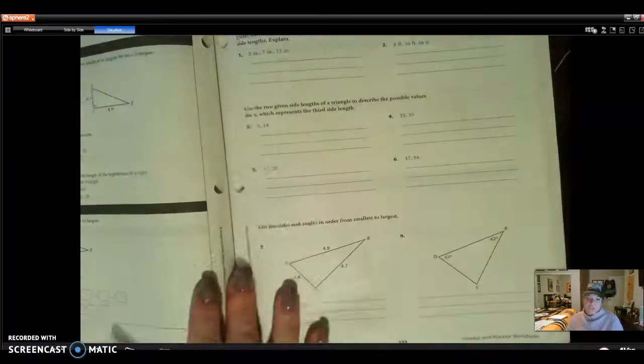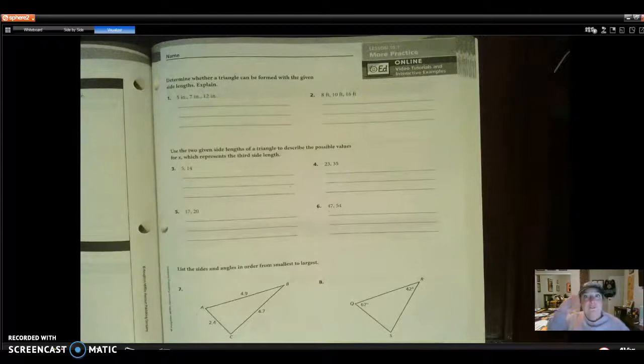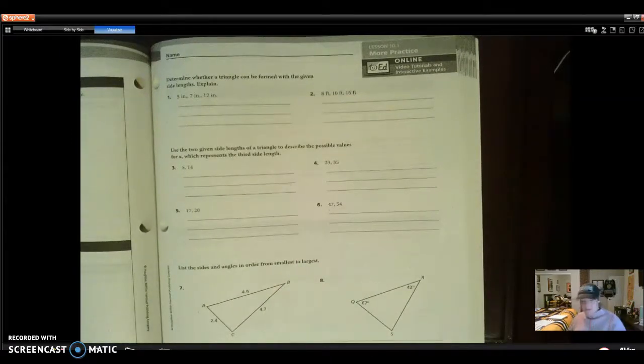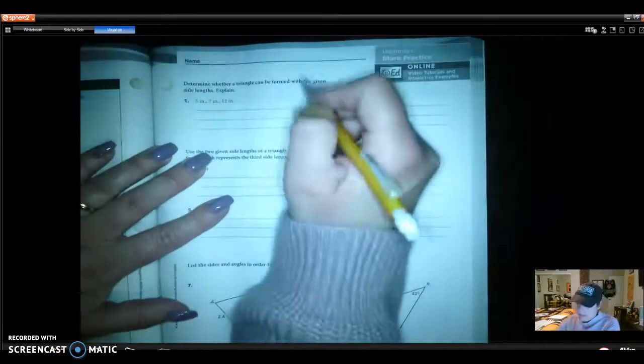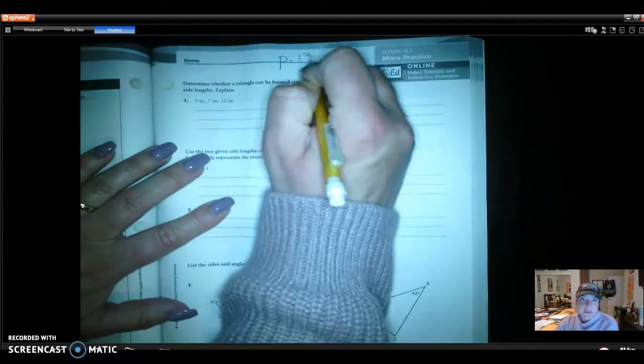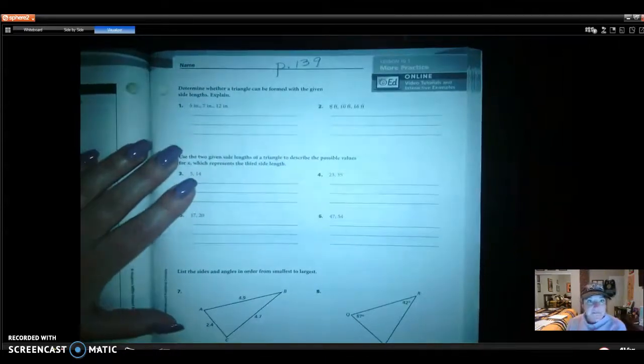So I want you to go get your workbook. We're actually going to do number 1 together right now. So here you go, free problem. Okay, so in your workbook, this is page 139. Okay, let's get this light going. So this is page 139. Let's go do number 1 and number 2, okay?